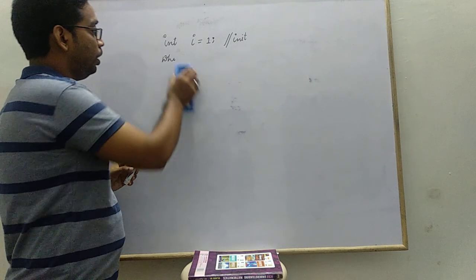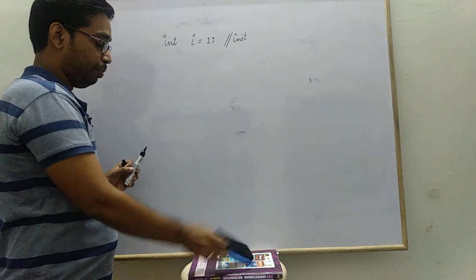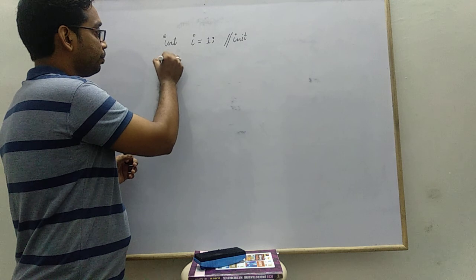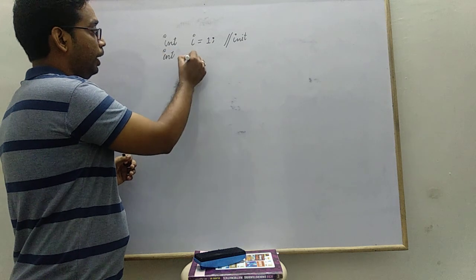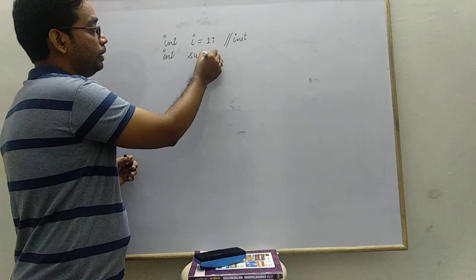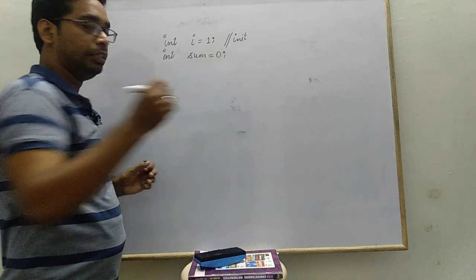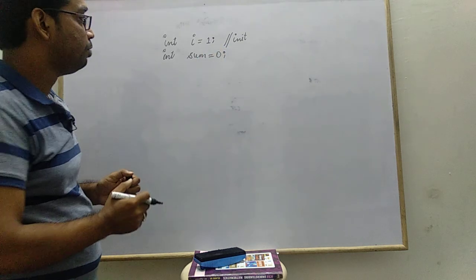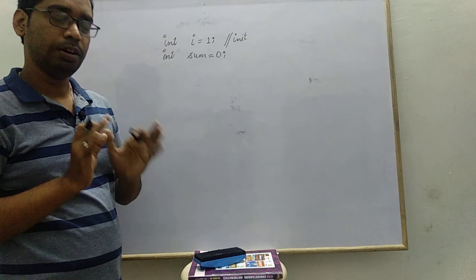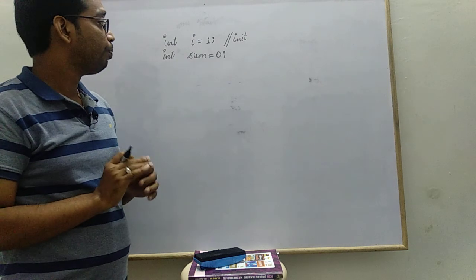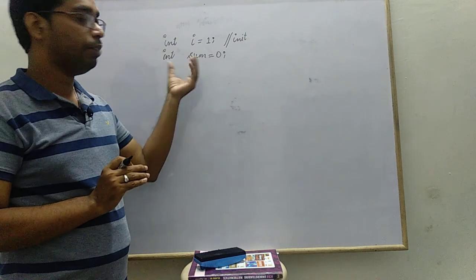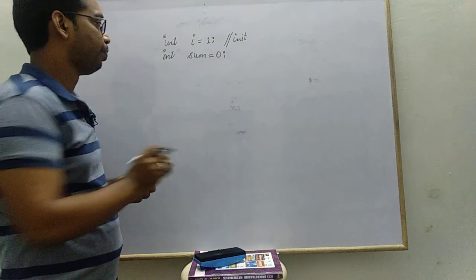Before this, we need one more variable called sum, int sum, and initialize it with 0. Why am I taking it 0? I will discuss this in the next video, not here. Just now, suppose the value of sum is 0.